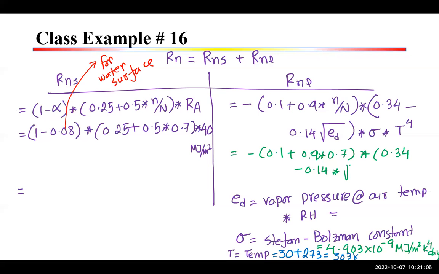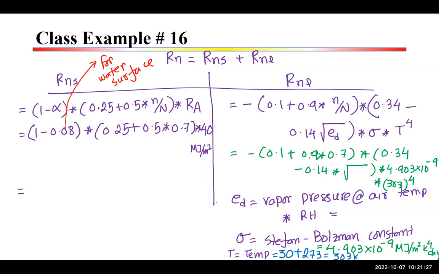Oh, we didn't determine what will be the ED. Alpha is 4.903 times 10 to the power negative 9, and the temperature is 303. Make sure you are using 303 to the power 4.